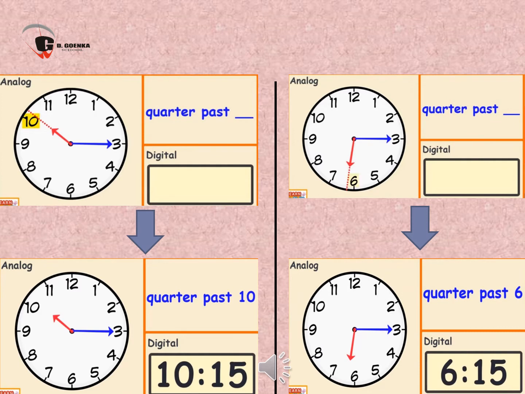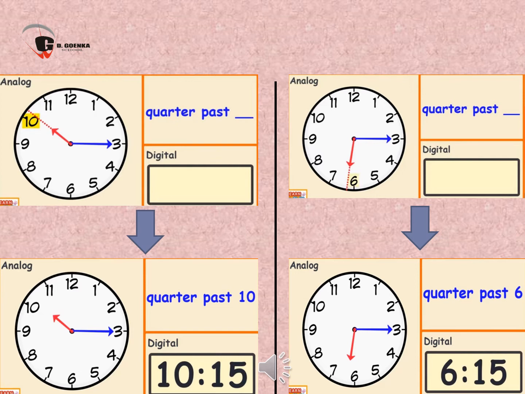For the third example, the minute hand is at 3 and our hour hand is just past number 10. So what is the time, dear students? Yes, it's 10:15 because the hour hand just passed number 10 and the minute hand is at number 3. In other words, we'll say the time is 10:15.